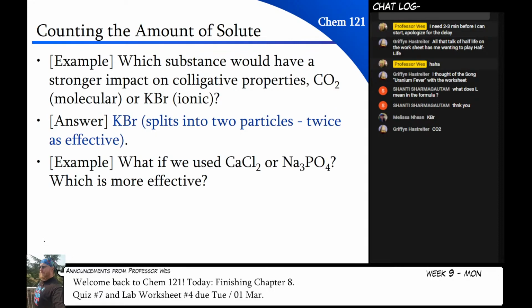How about these 2? Which one's more effective? They're both ionic. Assume that they are soluble in the solution we're looking at. Which one will have the stronger effect? Calcium chloride or sodium phosphate?